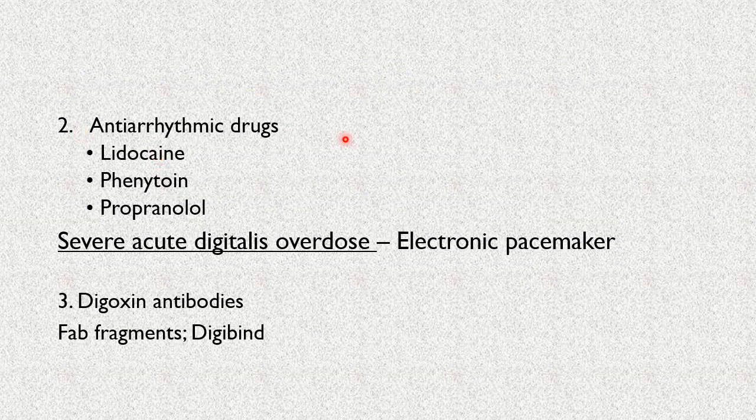Then we'll give antiarrhythmic drugs if the patient is having any kind of arrhythmia, and the antiarrhythmic drugs used for treating digoxin toxicity are lidocaine, phenytoin and propranolol. You can get this question in exam, MCQ or short question. And if there is severe acute digitalis overdose, the patient might need an electronic pacemaker. These drugs won't help in that case. And in acute cases, usually we give digoxin antibodies, which is digibind.